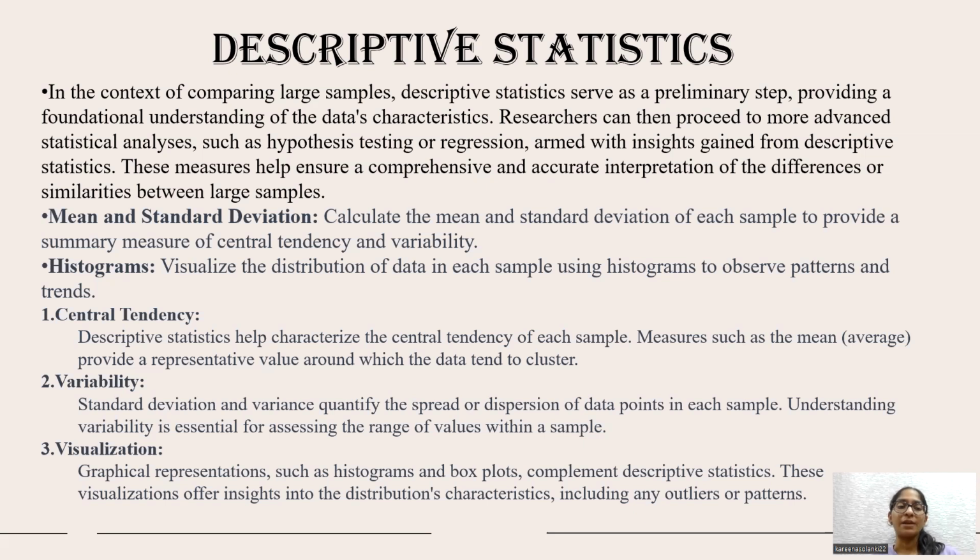They are mainly used in two ways, either finding the mean and the standard deviation, or using histograms. Find the mean and the standard deviation of each sample to provide a summary measure of central tendency and variability. Histograms usually visualize the distribution of data in each sample to observe patterns and trends. So basically, what do we mean by central tendency? It is a descriptive statistic which helps to characterize the center of each sample, with measures such as the mean or the average. It provides a representative value around which the data tend to cluster.